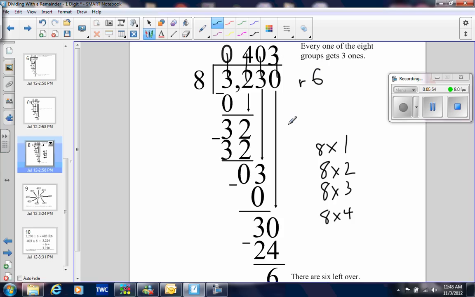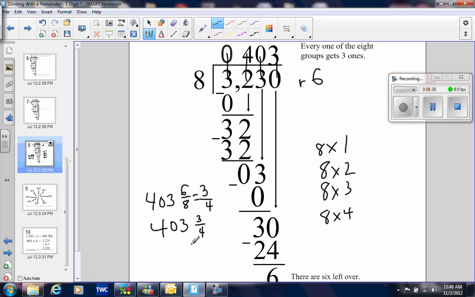Something else we can do is to have 403 as our answer, and 6/8. I got the 6 from down here, I got the 8 from the divisor, and then some people are able to do simplest form, so the answer would be 403 and 3/4. And then something else we can do is actually continue to divide so that we have decimals, and that's something that we'll do later on with our remainder.